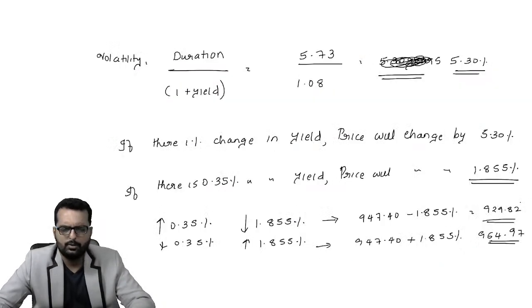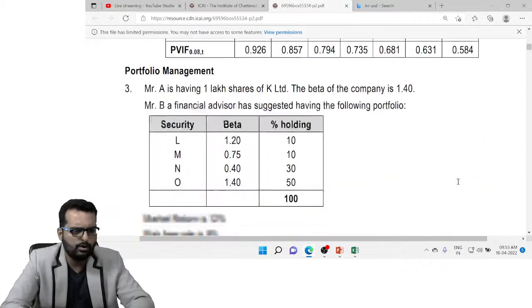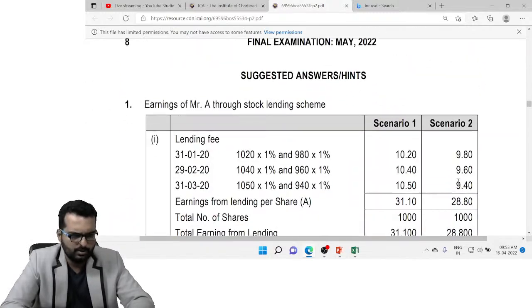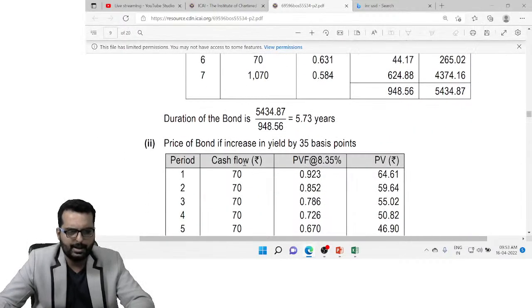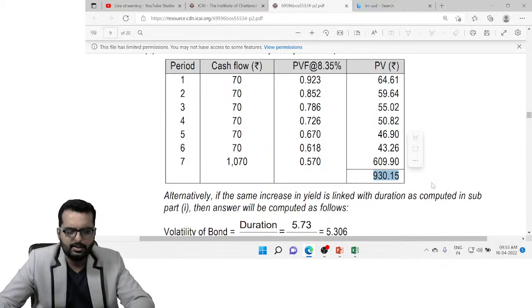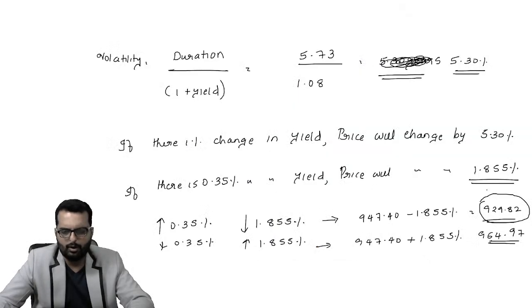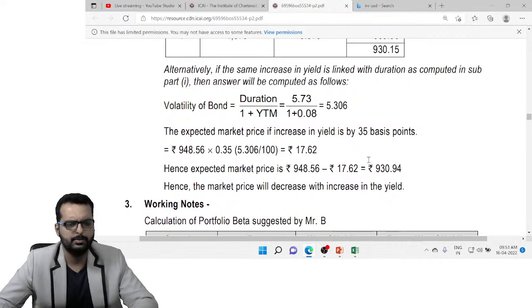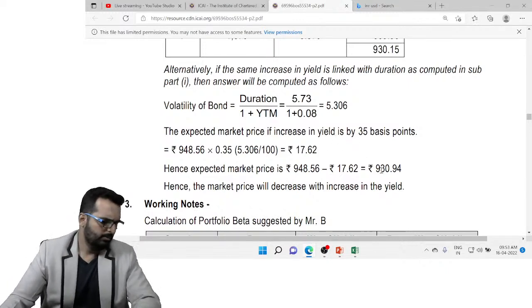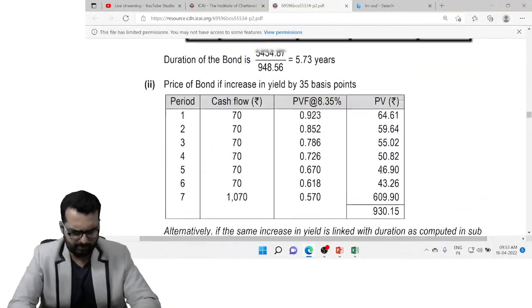Okay, done, perfect. So this one we got the answer as 929. In the RTP, they have done it in a very elaborate manner, but they have also got the same answer. I'll just go and show you. If you take question number 2, look what they have done. Price increasing by 35 basis points. They've got 930.15. We got the answer as 929.82. 99% correct. And we have done it conceptually. They have done it in a very elaborate manner, and they have got the same answer. So I believe we are done with this question. Shall we go to question number 3 now?